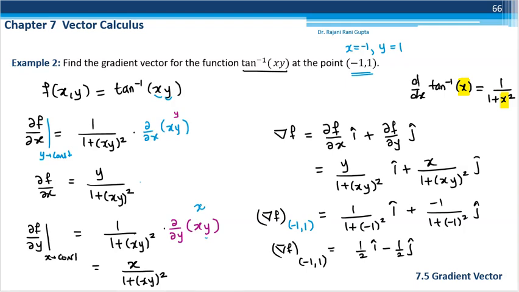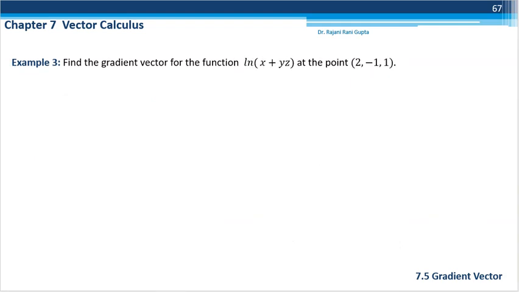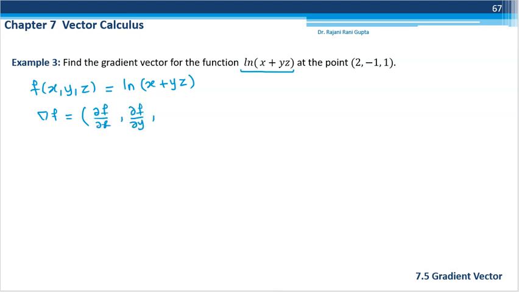Let's take another question which involves three variables. So here you can look at it. It involves the variables x, y, and z. So in this case, you have to find all three partial derivatives. So your function is ln of x plus yz. So it means for the gradient of f, since it has three variables, you will be required to find the partial derivative of f with respect to x, y, and z. So let's do it one by one.